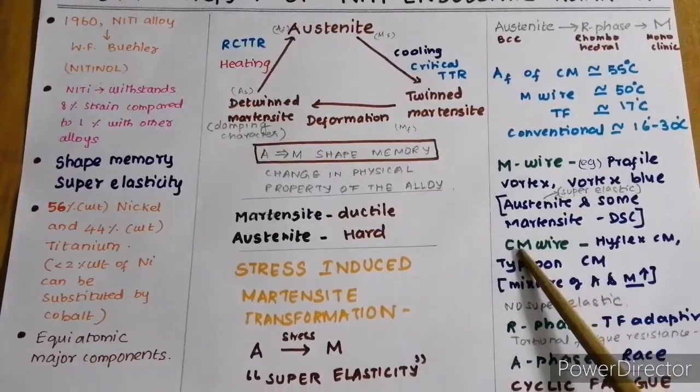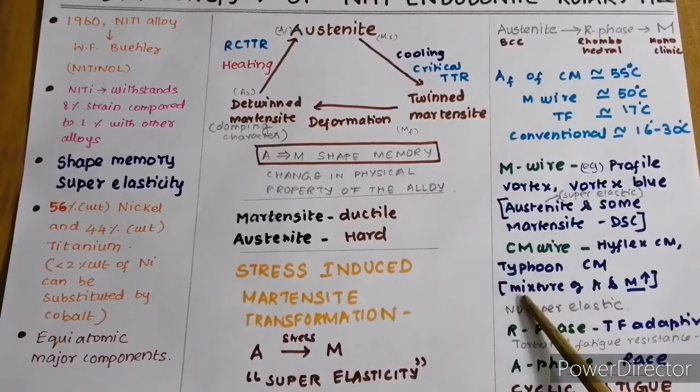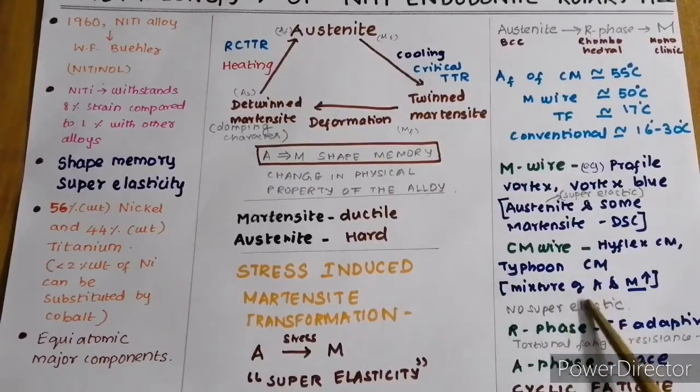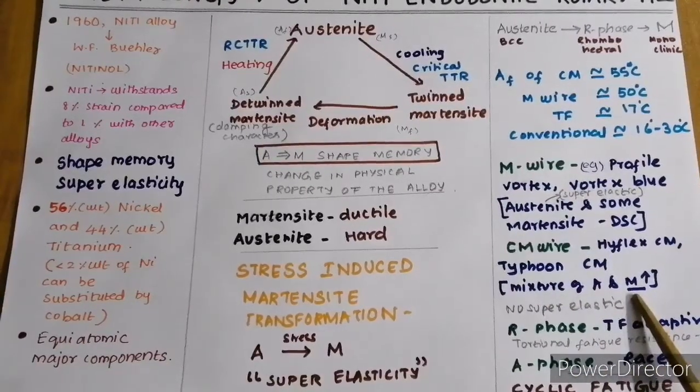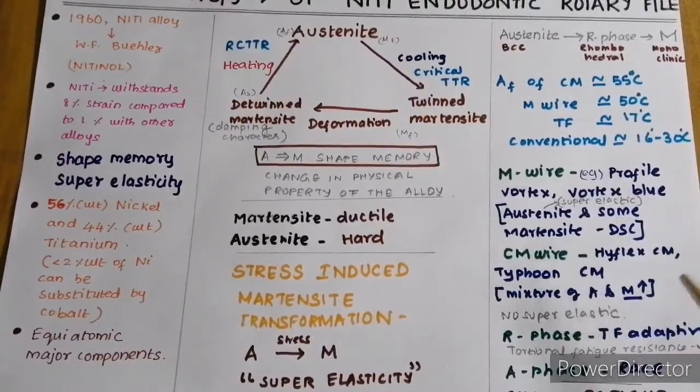In CM wire, examples being HyFlex CM and Typhoon CM, it has a mixture of austenite phase and martensite phase, but it appears that the martensite phase is more. Therefore, this CM wire has no superelastic property.